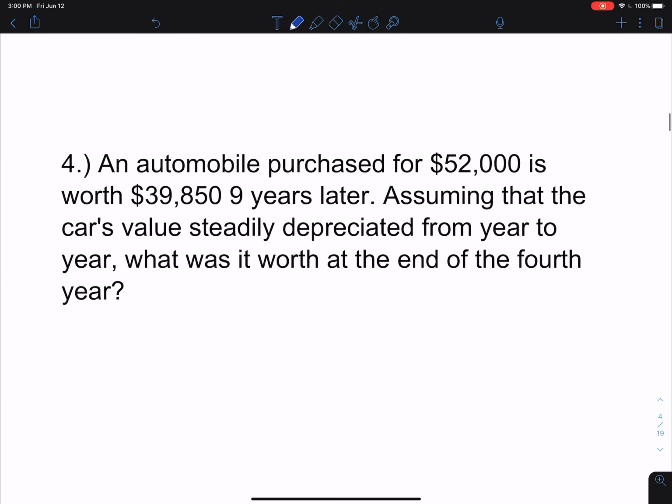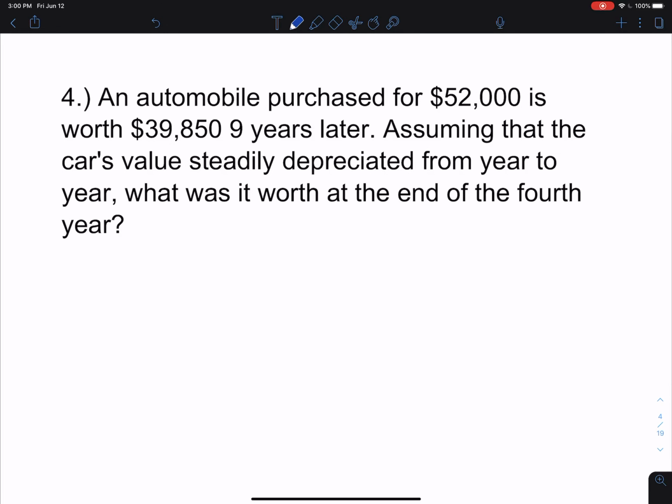If we look at this next example, it says that an automobile purchased for $52,000 is worth $39,850 9 years later. Assuming that the car's value steadily depreciated from year to year, what was it worth at the end of the 4th year? So this is a multi-step problem that we need to think through to make sure we really understand what's going on. So if I look at the information they give me, they tell me that we originally bought this automobile or this car for $52,000. So that's our starting price.